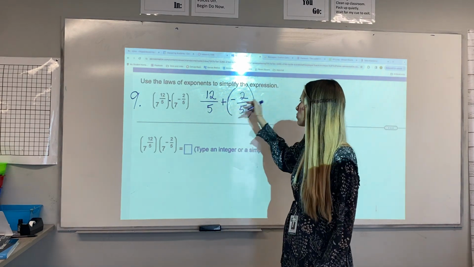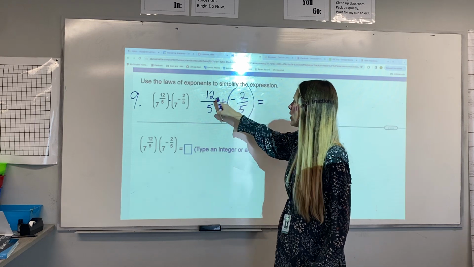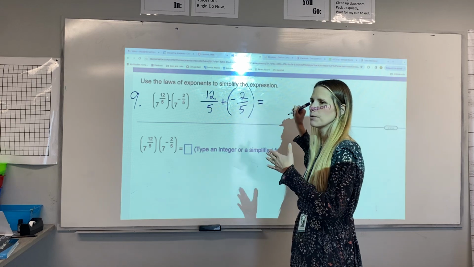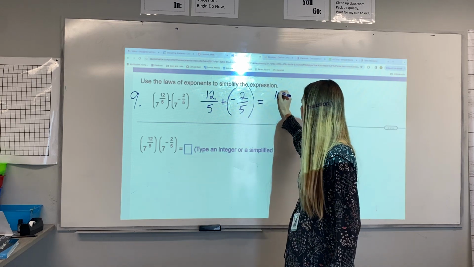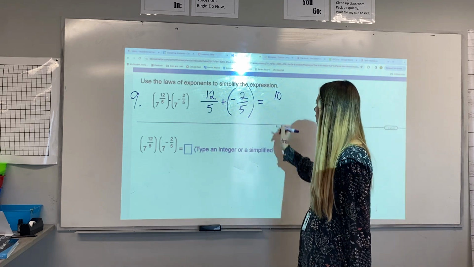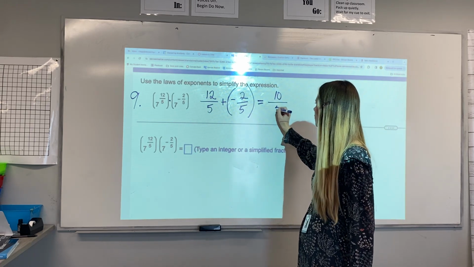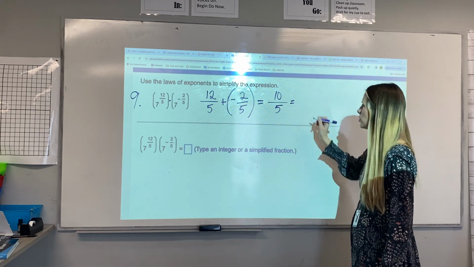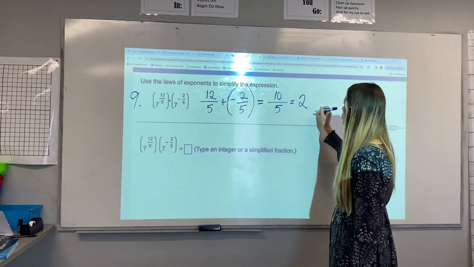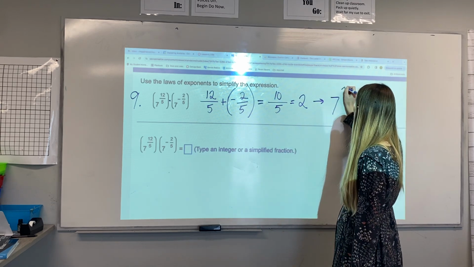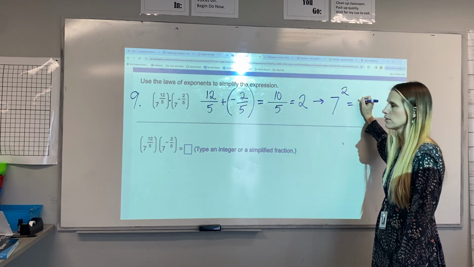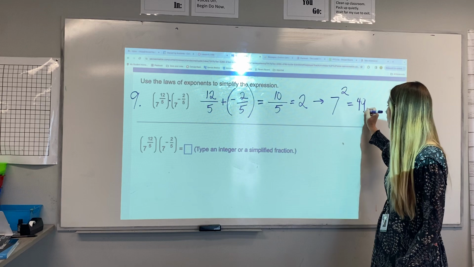So we're going to follow the rules for adding integers. 12 plus negative 2 is 12 minus 2, which is 10. Take the sign of the greater absolute value, which is positive. So it would be a positive 10 over 5, which equals what? 2. So what's our exponent for the 7? 2. So this would be 7 squared, which would be 49. 49 is your answer.